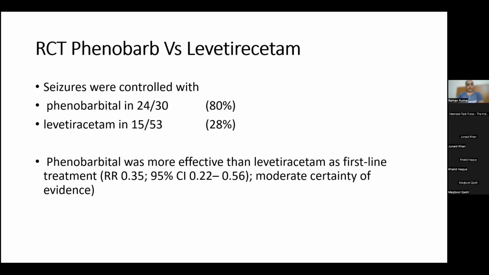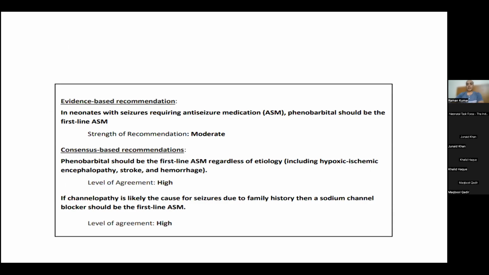But they did a randomized control trial of phenobarb versus levetiracetam, where there was a marked difference, and phenobarb was way superior to levetiracetam. So we are seeing a lot of levetiracetam being used as a first-line anti-seizure medication, and this proves that it should not be. The consensus statement is also very strong in this regard, that in neonates with seizures requiring anti-seizure medication, phenobarb should be the first line.